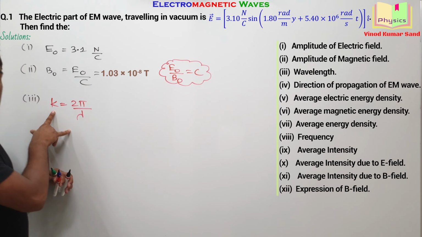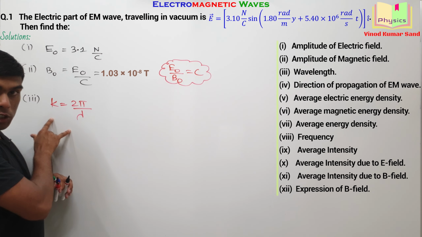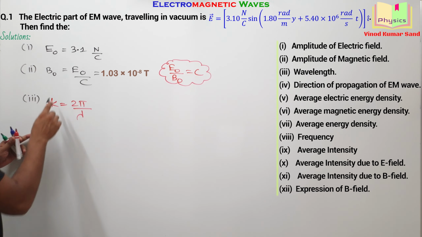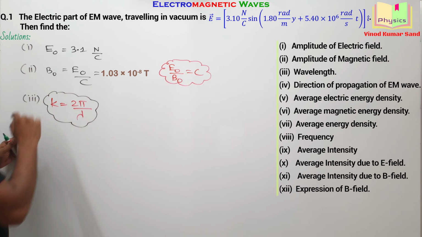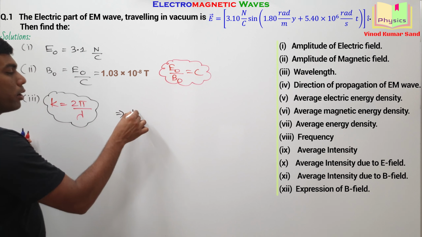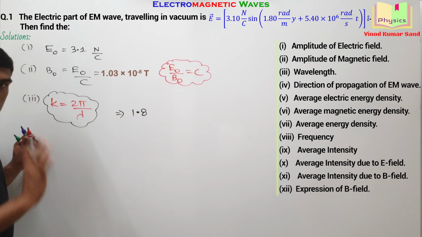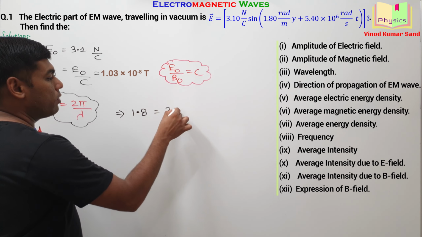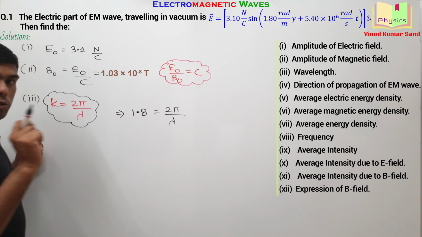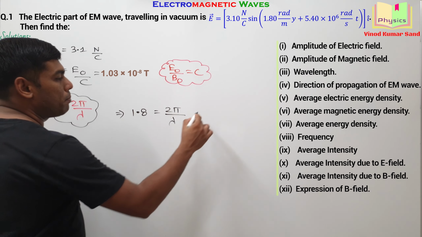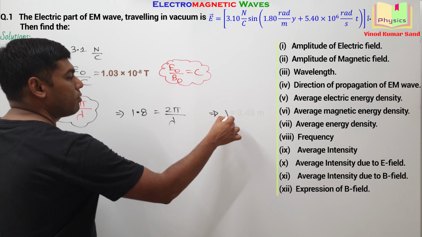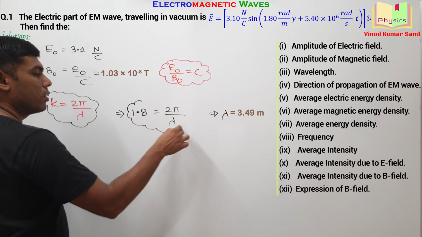What is this K? The magnitude of the propagation vector or wave vector. The K is given to us as 1.8. All the data is in SI units. So when we write the final answer, we should be using the SI units. This computation will provide us the value of lambda. Okay.